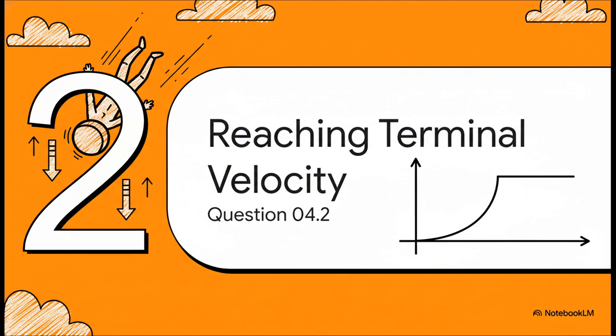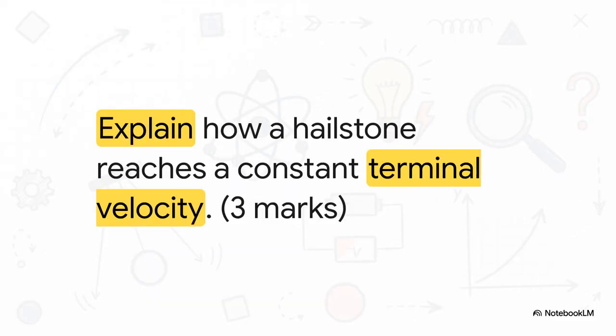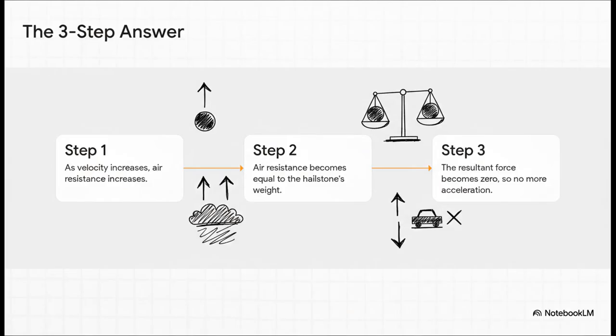So, the hailstone starts accelerating. But it can't just keep getting faster forever, can it? Of course not. And that leads us perfectly into the next concept, terminal velocity. Now, for a bigger question, this one's worth 3 marks. You have to explain how the hailstone reaches a constant terminal velocity. And that word, explain, that is a huge clue. It tells you they're not looking for a single fact. They want a logical sequence, a step-by-step story of the physics.